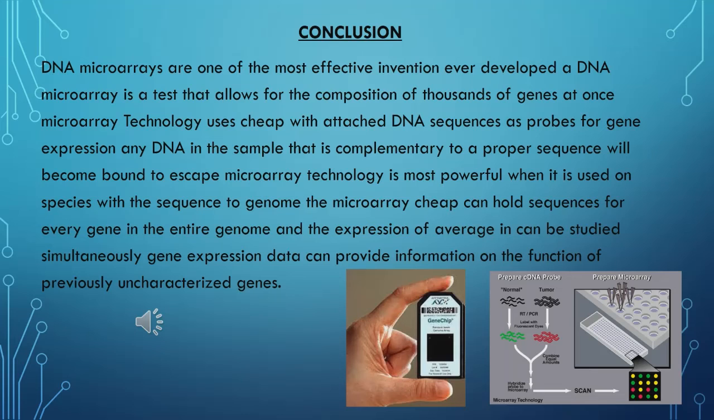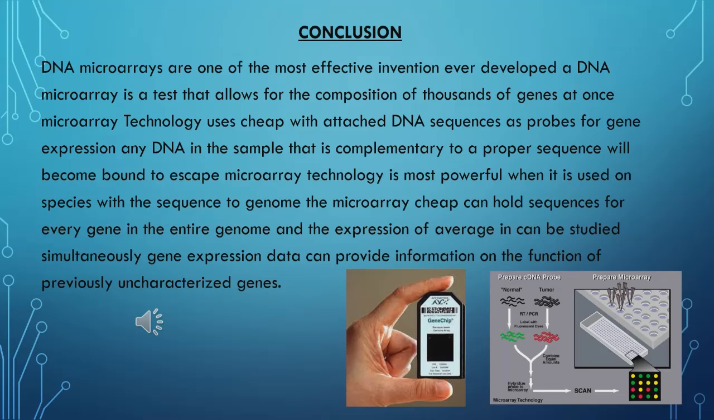A DNA microarray is a test that allows for the comparison of thousands of genes at once. Microarray technology uses a chip with attached DNA sequences as probes for gene expression. Any DNA in the sample that is complementary to a probe sequence will become bound to it. Microarray technology is the most useful and powerful when it is used on species with a sequenced genome.